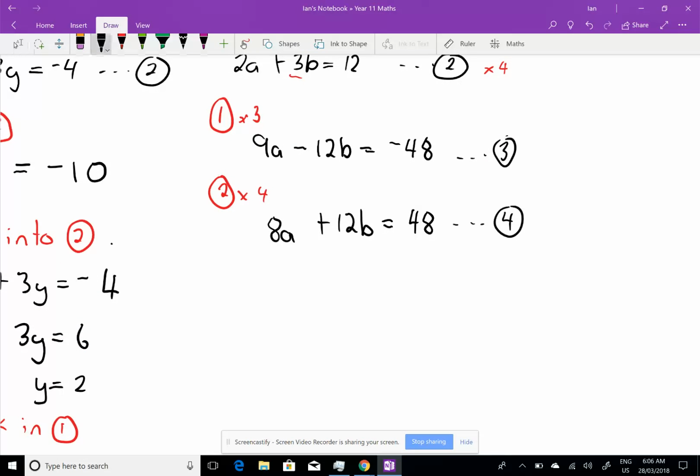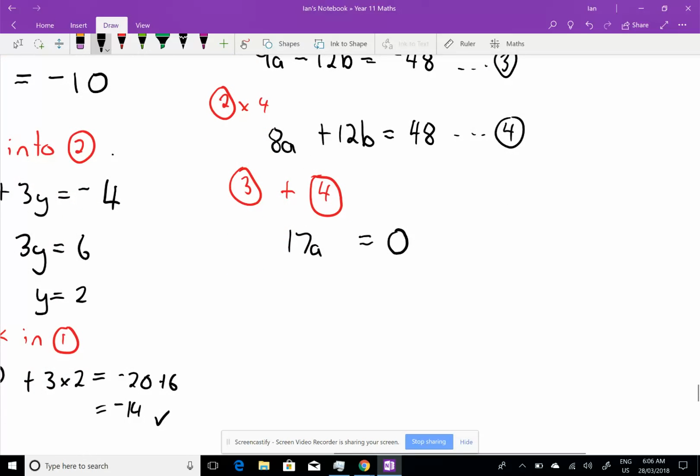Now my b's are the same, so I'm going to add them. So I want equation number 3 plus equation number 4. And what happens? Well, I get 17a, because 9a plus 8a. The b's eliminate. Minus 48 and 48 equals 0. Well, I'll solve this equation because 0 is a solution, and I get a equals 0.